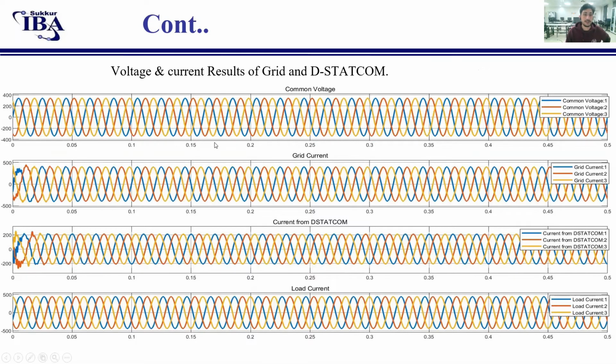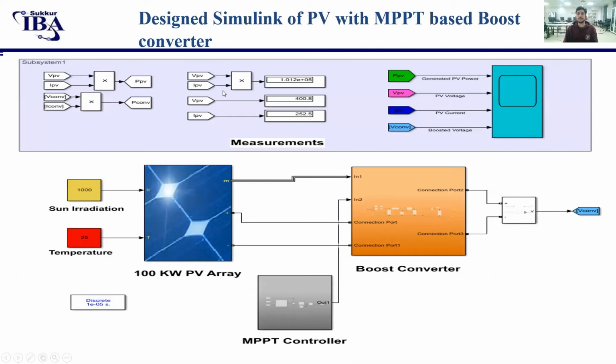This is some current and voltage result of DSTATCOM, which is quite stable and looks good. Here is an MPPT based boost converter with PV system. I use standard irradiation and temperature, 1000 watt per meter square and 25 degrees centigrade. Here I use a 100 kilowatt PV array with the MPPT controller based on the perturb and observe function and a boost converter for boosting the voltage of PV. This is a window for measurement.